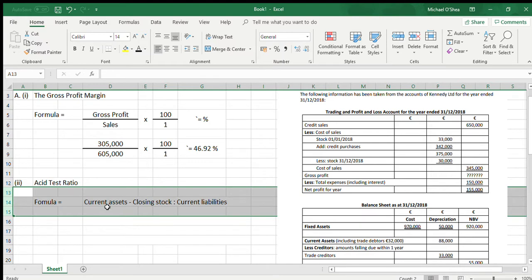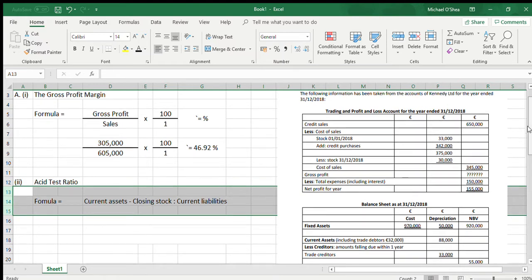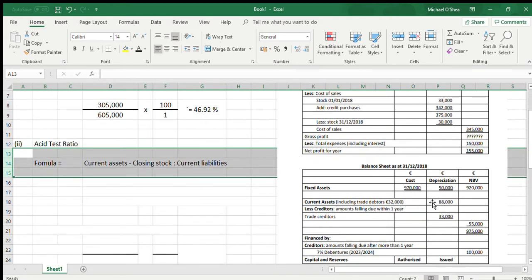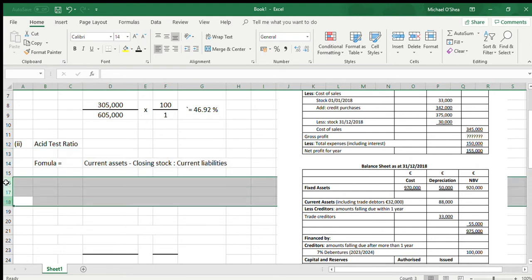So my asset test ratio is my current assets, which I'll find in my balance sheet. Current assets, 88,000, minus closing stock. Closing stock, where am I going to find it? It's up here in my trading profit and loss. Closing stock end of the year, 30,000. Is to current liabilities. Where do I find my current liabilities? Again, if I look in the balance sheet, creditors falling due within 1 year, that's my current liabilities. I'm only given 33,000.